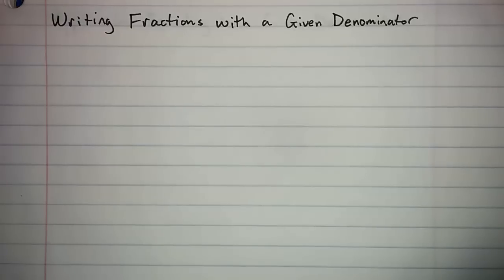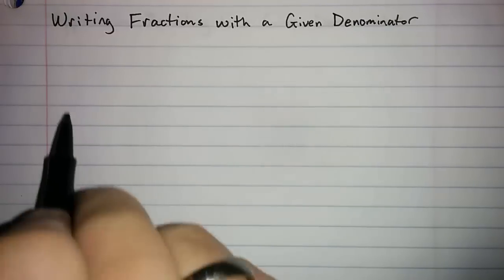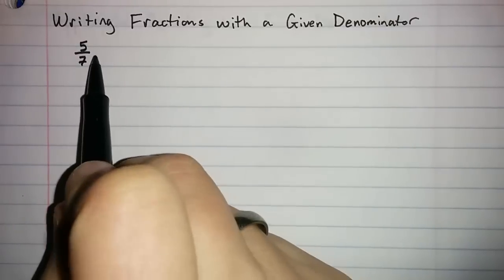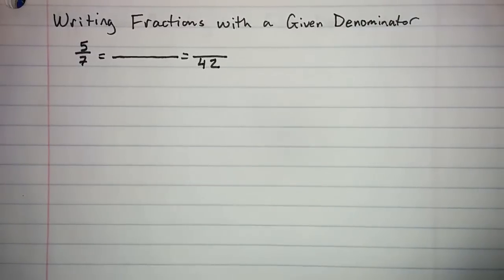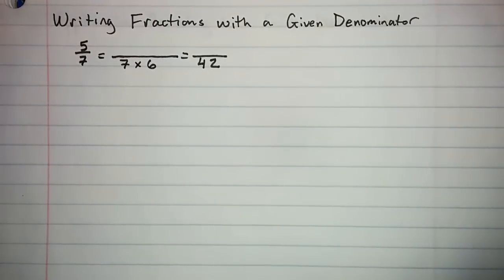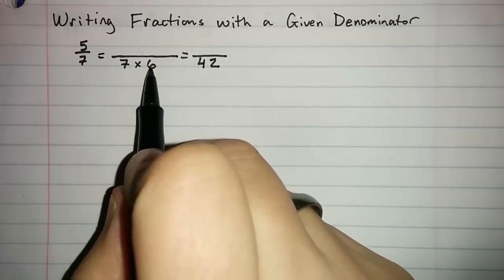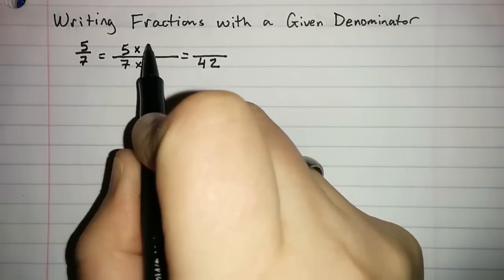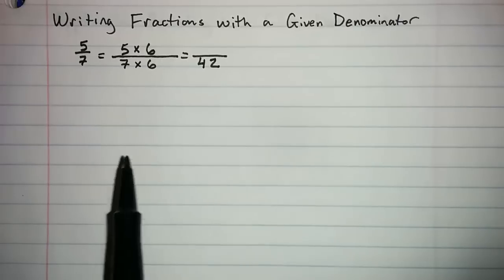Now, previously, we had talked about how we go about writing a fraction with a given denominator. Maybe we started with the fraction 5/7, and we wanted to write it as a number of 42nds. What did we do? We said, well, what do I have to multiply 7 by to get 42? Oh, 7 times 6 is 42. And so if we multiply the denominator by 6, we have to multiply the numerator also by 6.